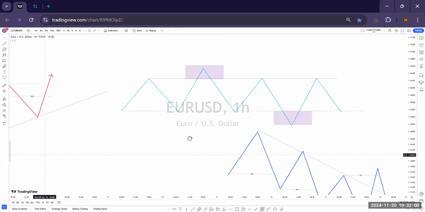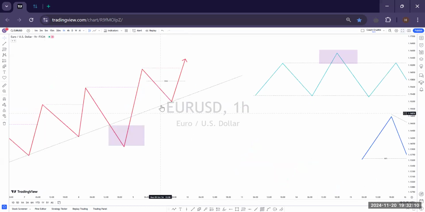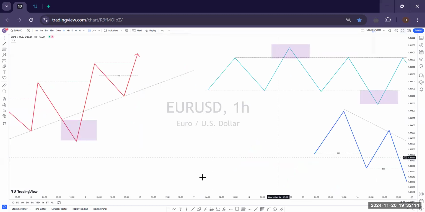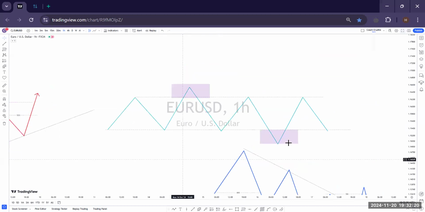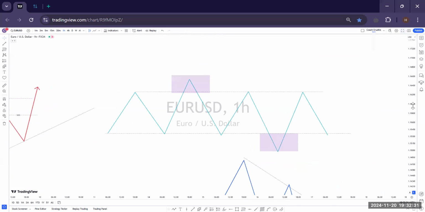Now I said previously that when price is in an upward direction, always focus on the trend line. And when price is in a ranging market, focus on the resistance and support because price can change direction to any area. So now when price sweeps the high, we have a liquidity sweep. When price sweeps the low, we have a liquidity sweep. We see this several times in the market.